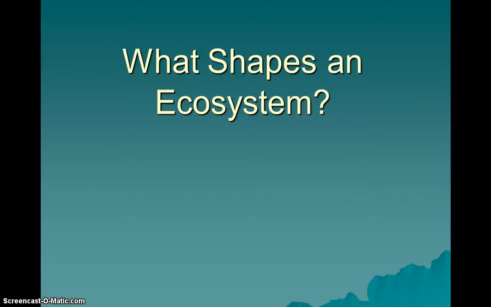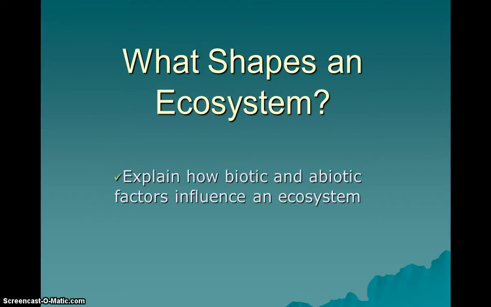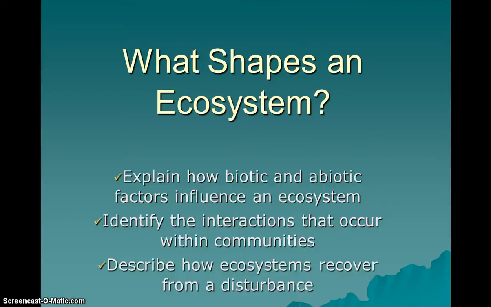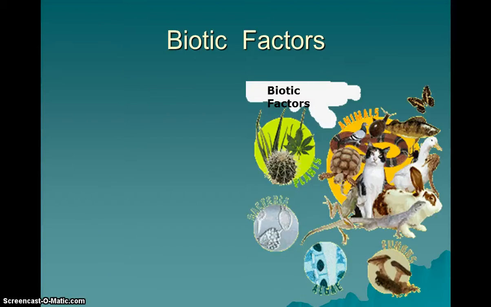13.2, things that shape an ecosystem. After this, you should be able to explain the biotic and abiotic factors that influence an ecosystem and identify interactions that occur within communities. You should be able to describe how ecosystems recover from a disturbance.